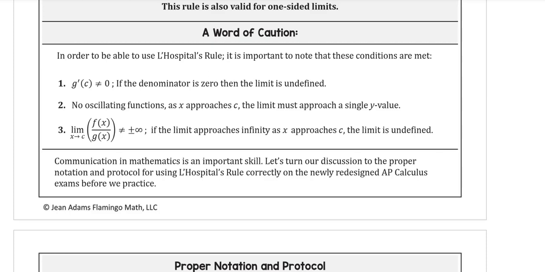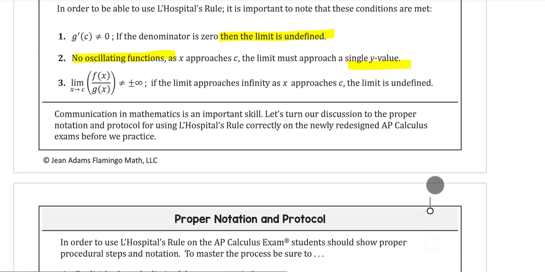So if g prime of c is equal to 0, then the limit is undefined, okay? You can't use oscillating functions. That has to approach a single y value. And also the limit is going to be undefined if the ratio is not equal to infinity. So we'll get into that as we go through some of the problems here.